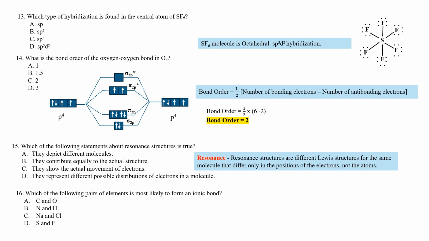Sodium is a metal, a group 1 metal. Chlorine is a nonmetal. Metal and nonmetal, so we can form an ionic bond. And the last one, sulfur and fluorine. Both are nonmetals, so it forms covalent bonds. Ionic bonds always form between metal and nonmetal, so if you check the metal-nonmetal combination, it should be an ionic bond.